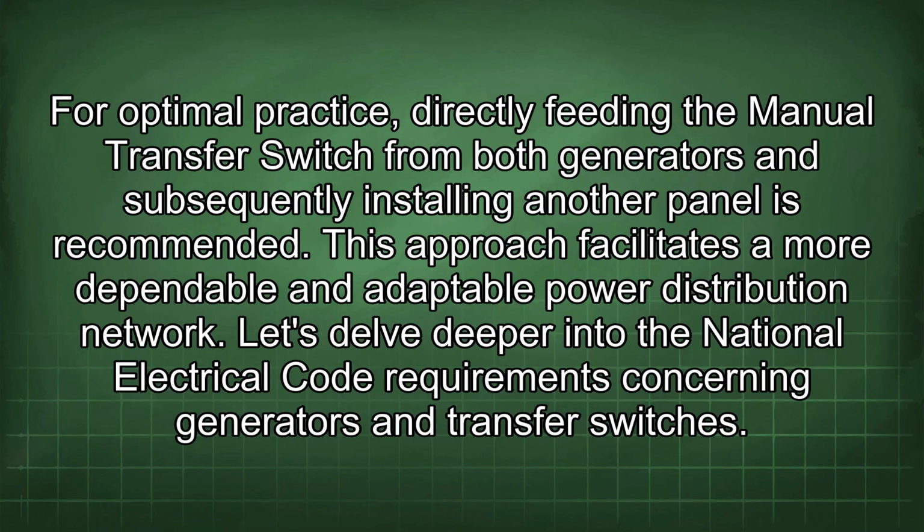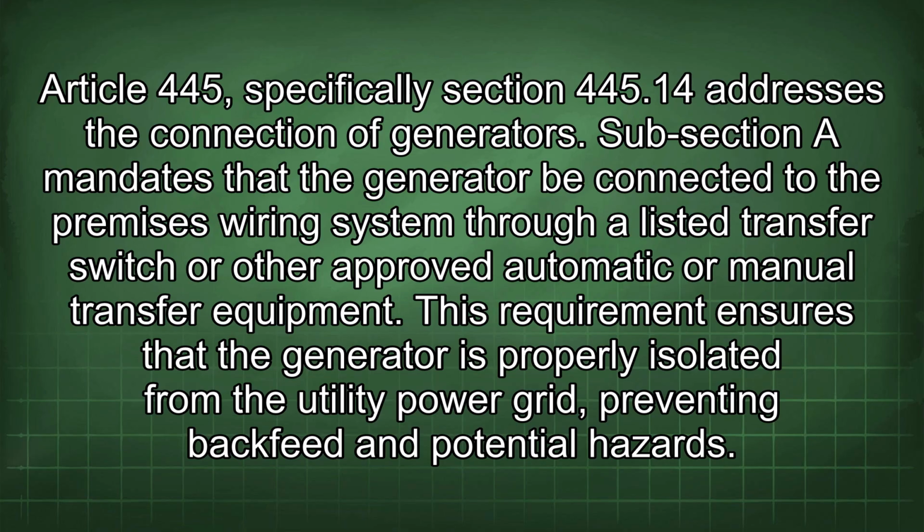Let's delve deeper into the National Electrical Code requirements concerning generators and transfer switches. Article 445, specifically Section 445.14, addresses the connection of generators. Subsection A mandates that the generator be connected to the premises wiring system through a listed transfer switch or other approved automatic or manual transfer equipment. This requirement ensures that the generator is properly isolated from the utility power grid, preventing backfeed and potential hazards.